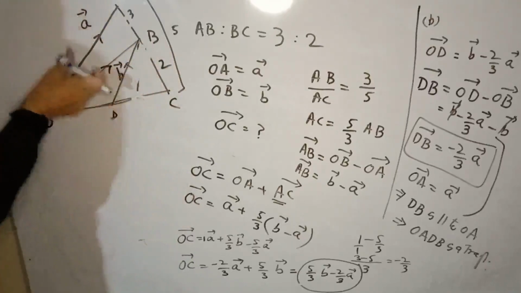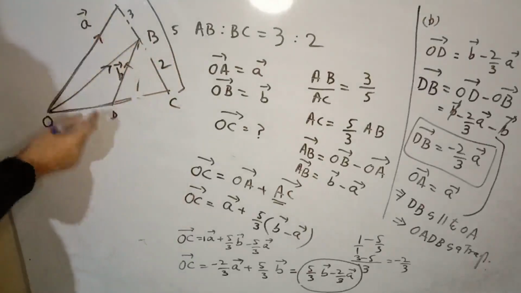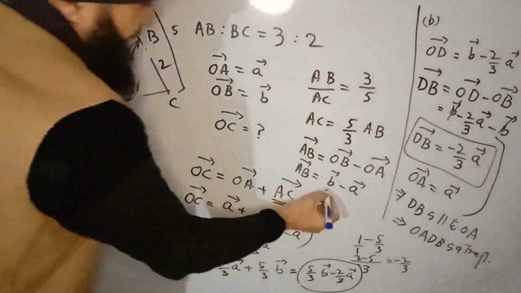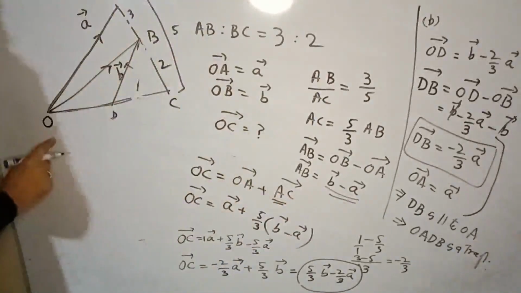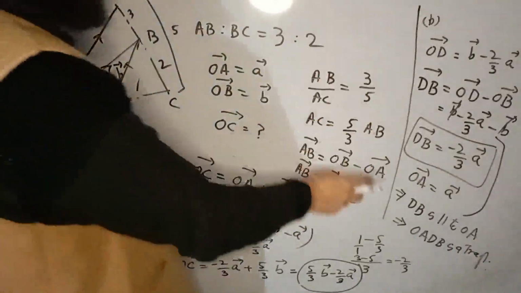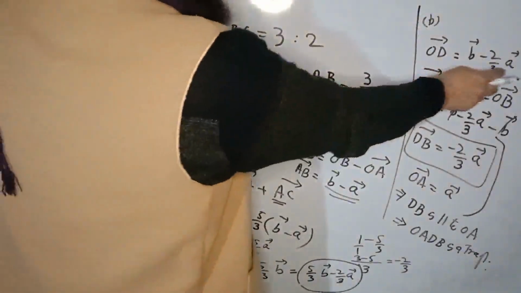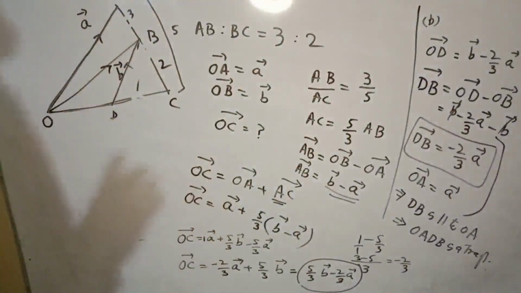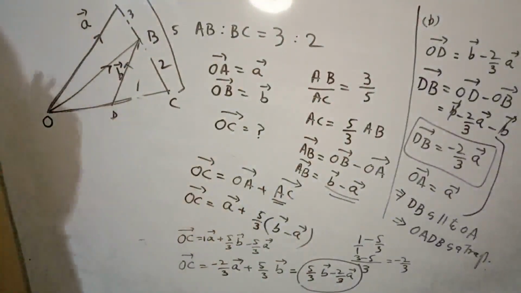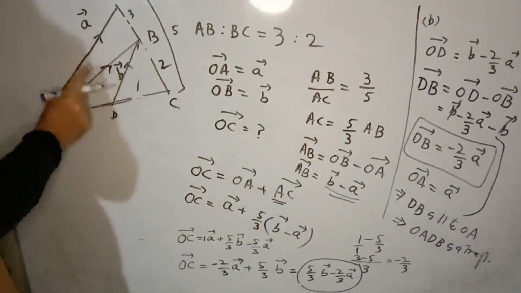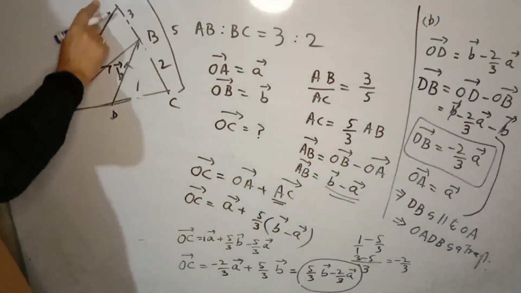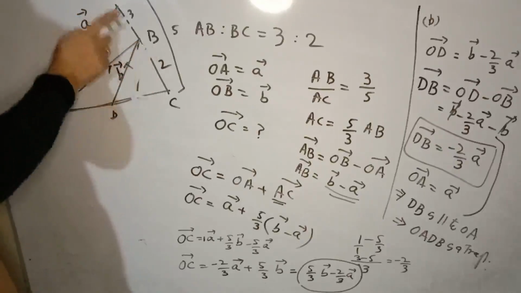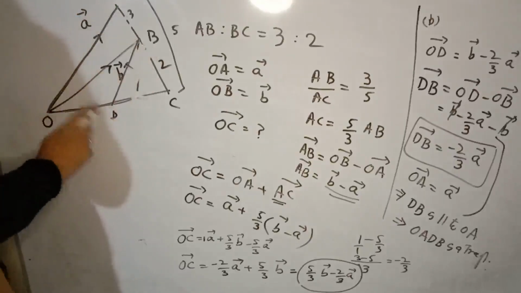These two are parallel. OA and DB are parallel, but these two are not parallel because AB is what? AB is B minus A, and OD is B minus 2 over 3A. They are not scalar multiples of each other. Therefore, we can say that OA is parallel to DB, but AB is not parallel to OD.